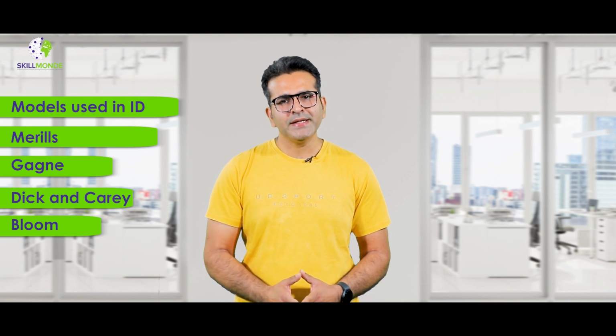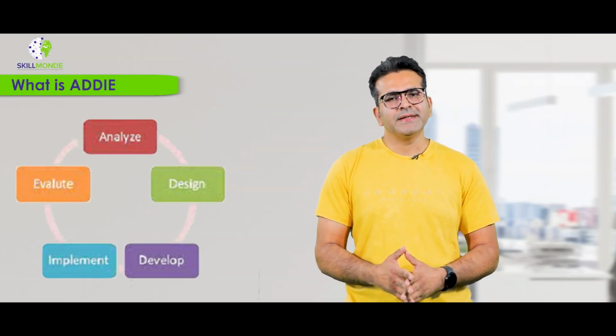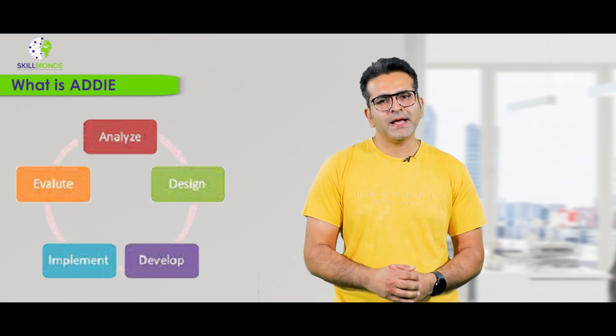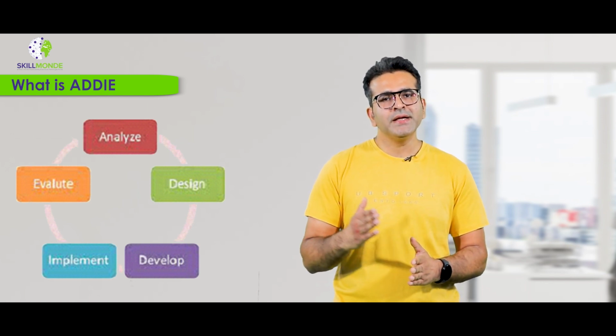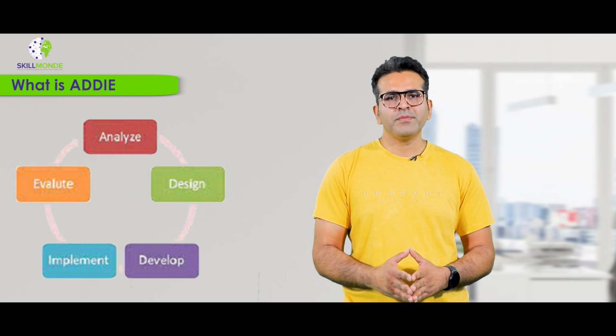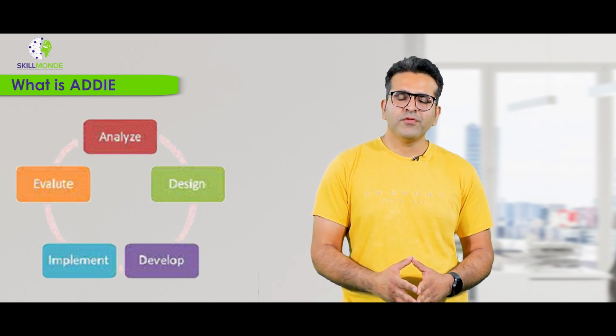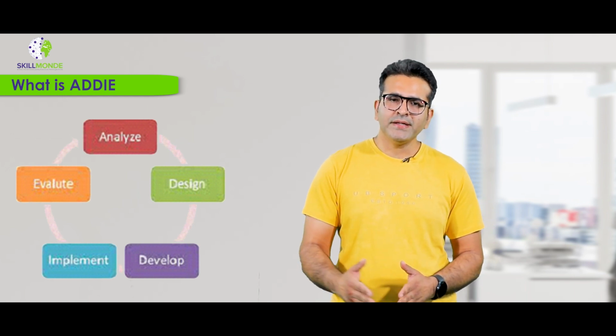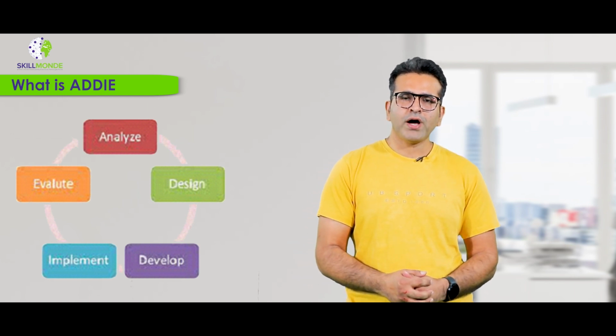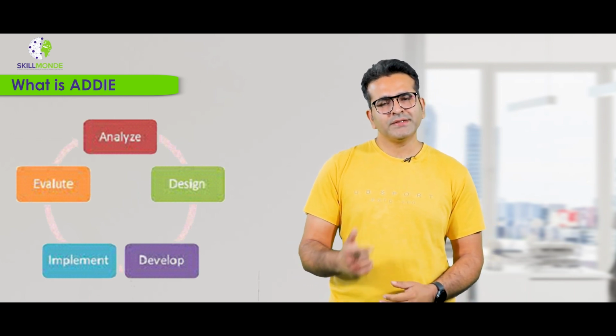So let us understand the models or processes in instructional designing. There are many models now. For example, Merrill's, you have Gagné, you have Dick and Carey, you have Bloom's, but all of these are majorly based on the ADDIE model. So let us see what ADDIE is all about. A is for analyze, where the instructional designer analyzes the requirements, they gather information from the learners and then they put together a list of requirements. They go through it. That's the number one step.